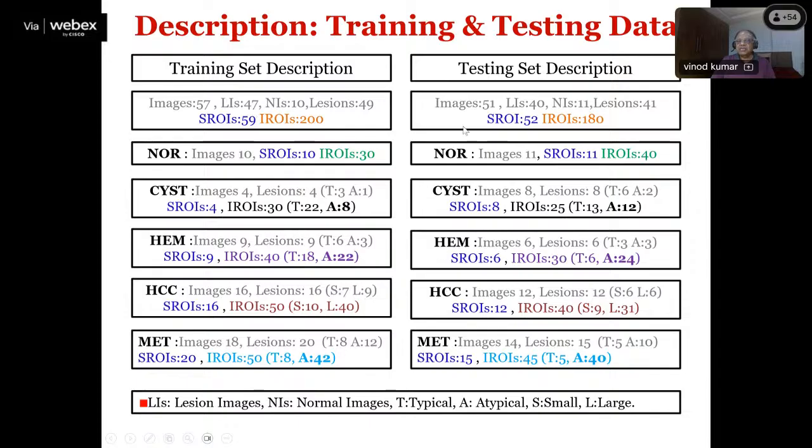Tumor 47, 41, 40, normal 10, normal 11. Lesions were 41, here lesions were 49. SROI is 52, IROI 180.